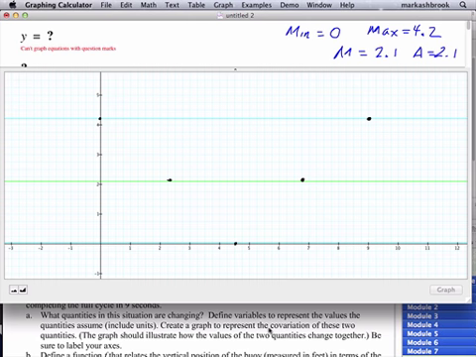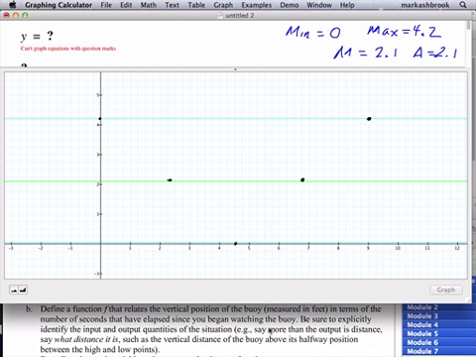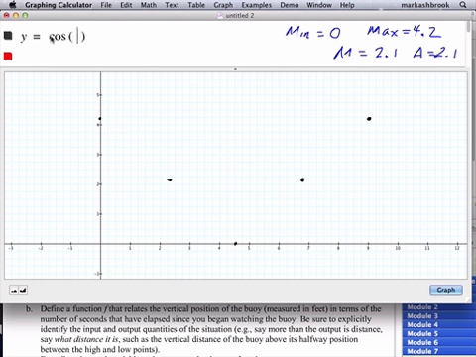Vertical position measured in feet. All right, so we need a function for that. What would you do? So sine or cosine? Making it as easy as we can on ourselves. Cosine, all right? So cosine of what?